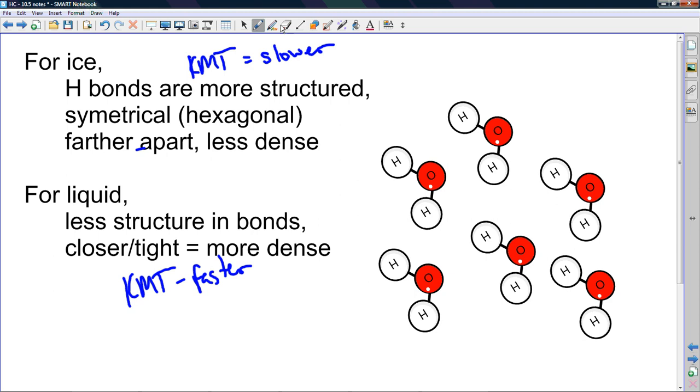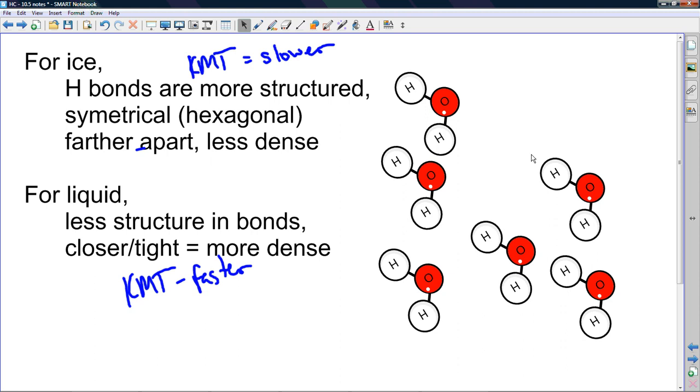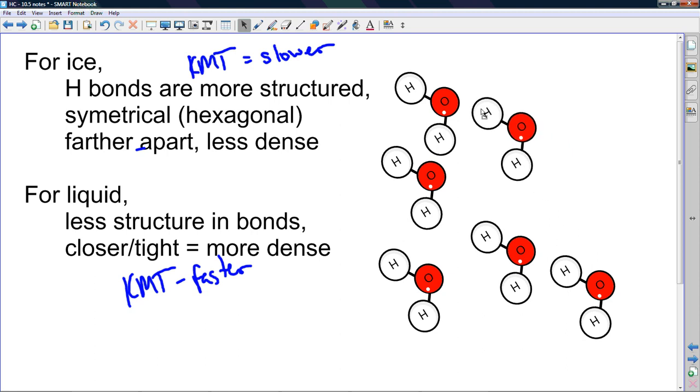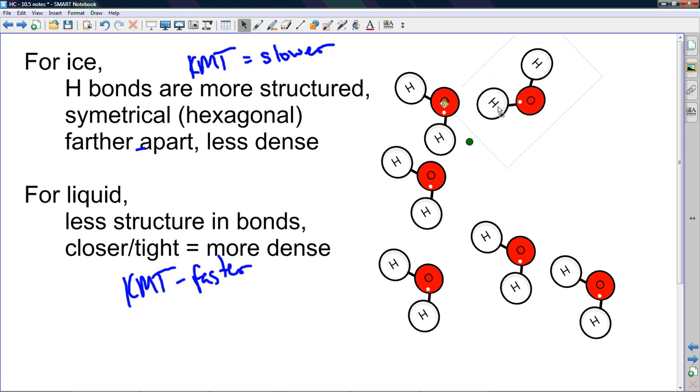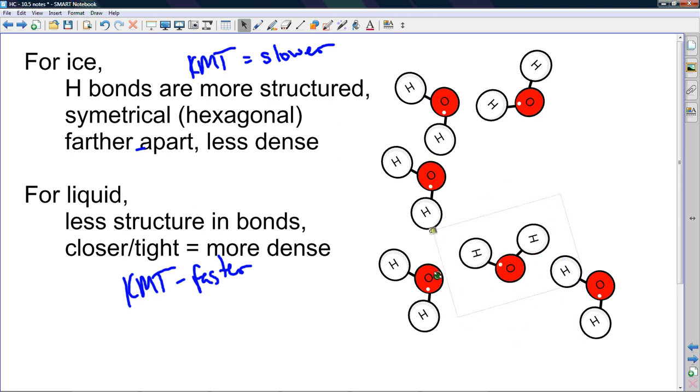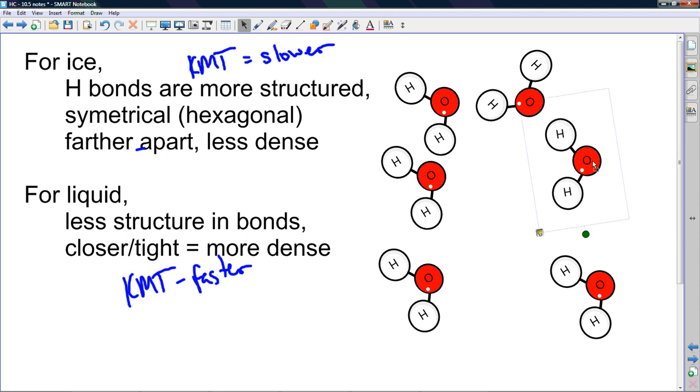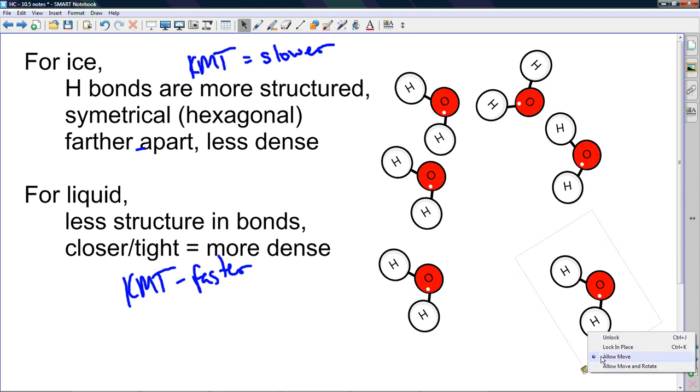So if we can imagine what happens here, because we're talking about water molecules and we're talking about ice, what ends up happening is because these molecules don't move around as much, they get in these fixed patterns. And these fixed patterns create this hexagonal structure.